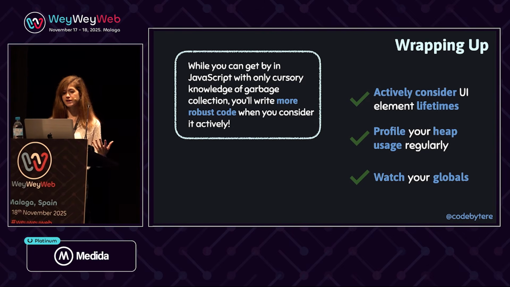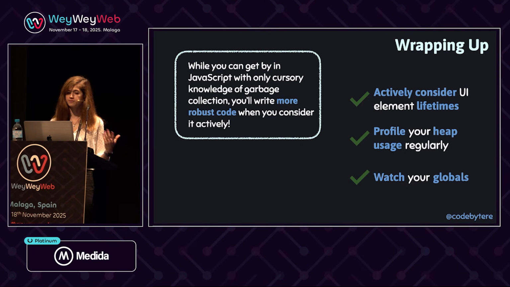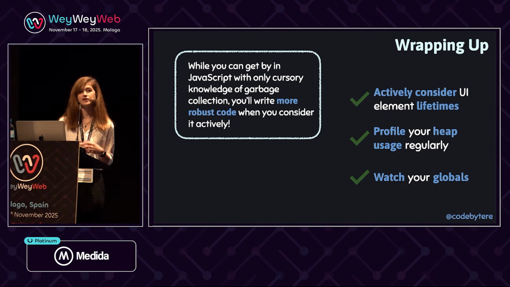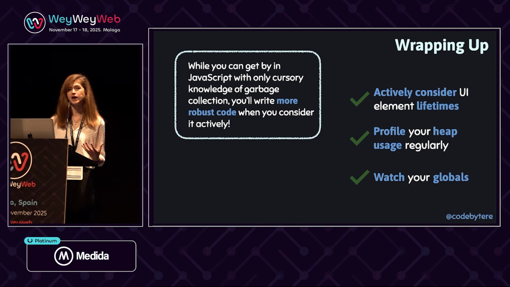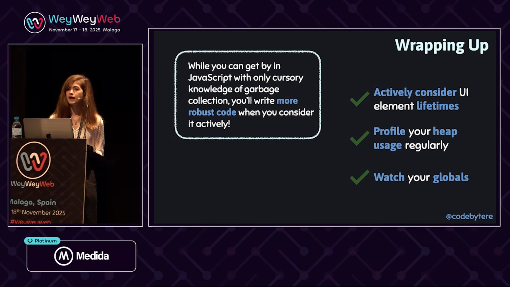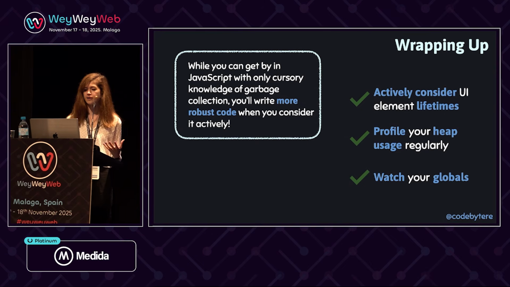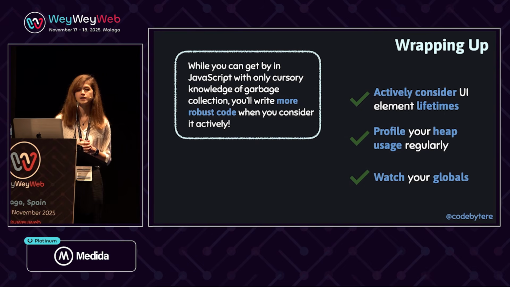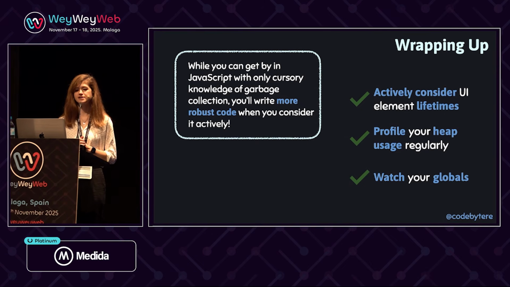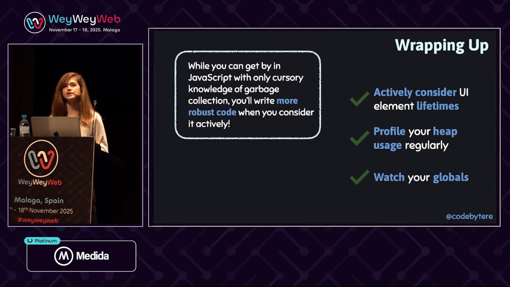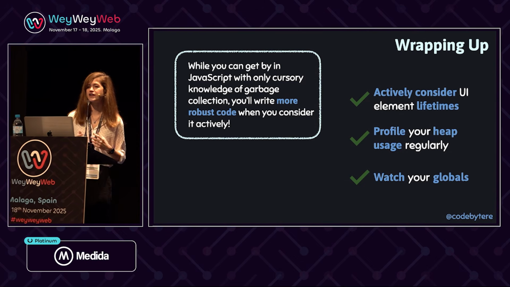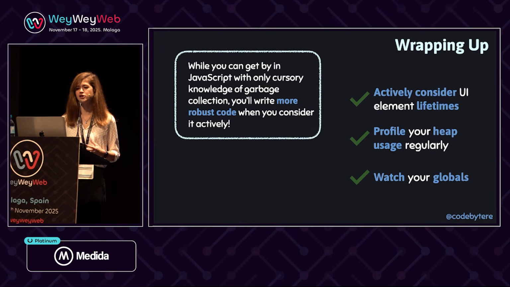Regularly profiling your heap with tools like the Chrome DevTools heap snapshot pane can reveal hidden issues and help keep your app running smoothly. And don't forget to watch out for globals. Long-lived variables can hog memory for longer than you intend. By working to solidify these habits, you'll write faster, more reliable apps and take full advantage of JavaScript's memory management capabilities.